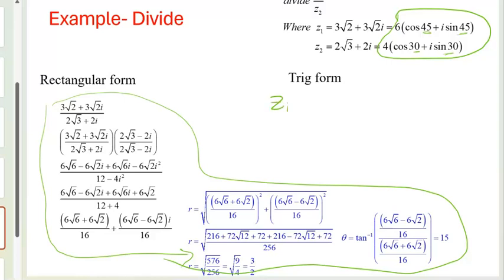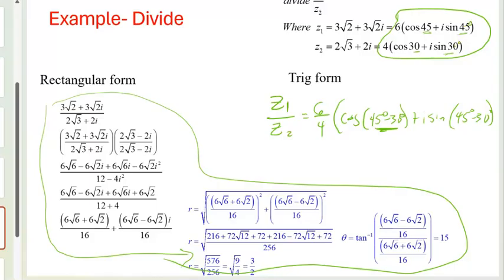Okay, so Z1 divided by Z2, Z1 is this number divided by that number times the cosine of that minus that. And like I said, you can do this in degrees or radians. In this case, we're just choosing to do degrees. So I should have these marked everywhere as degrees. And that's it. If I divide Z1 by Z2, I just get 3/2 times the cosine of 15 degrees plus i times the sine of 15 degrees. And that's it. That's my answer in trig form.